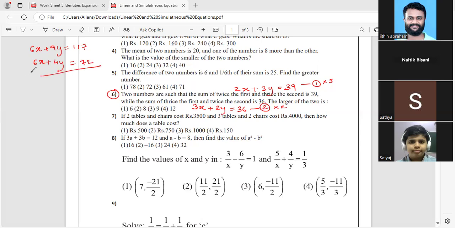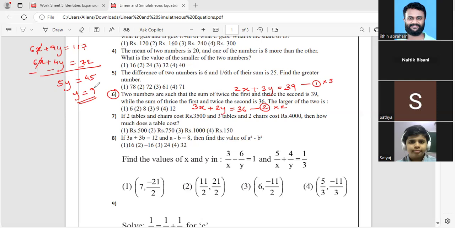So when I subtract them, all the signs get reversed. Whenever you're subtracting, basically you have to reverse the sign. If it's a positive sign, you make it negative. If it's a negative sign, you make it positive. That's it. So 9 minus 4, 5y, and 117 minus 72. How much is that? 45, it is, right? 45. So that gives me y is equal to 9.